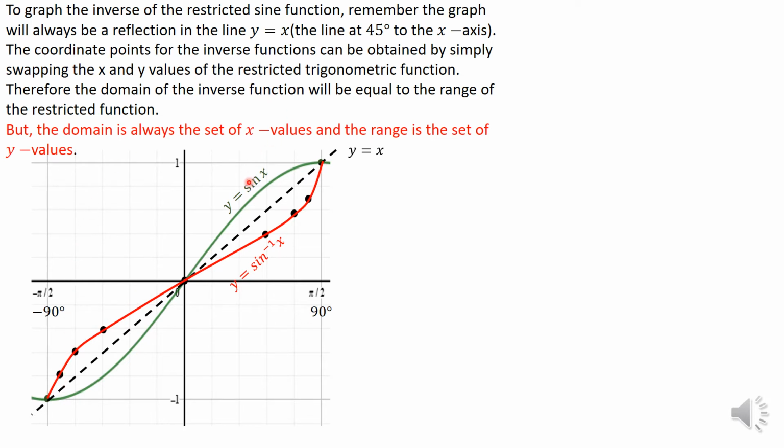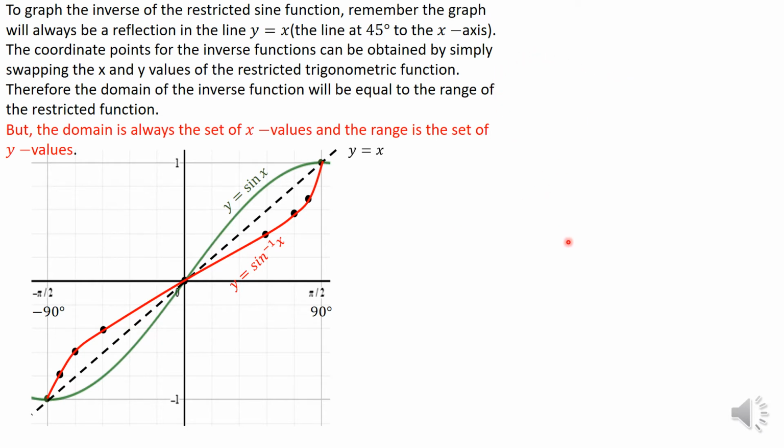You can just go around by swapping the coordinates. If you have this on a graph, whatever this coordinate was on the green, you swap it in order to find the one on the red, for example. But the very important point is that the domain is always the set of x values and the range is always the set of y values. As you will see, I'm going to bring in that particular graph now.